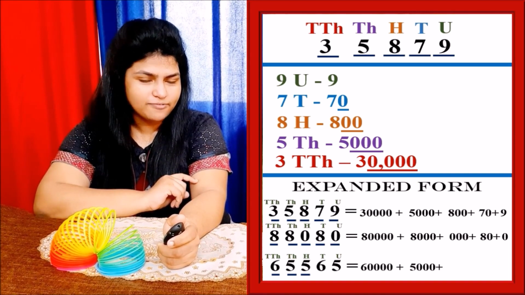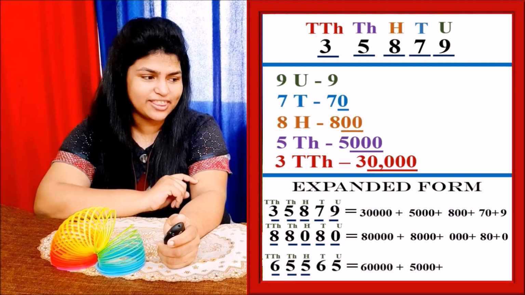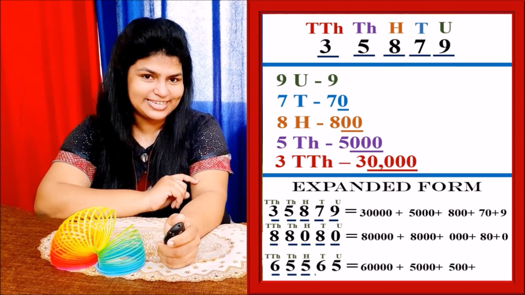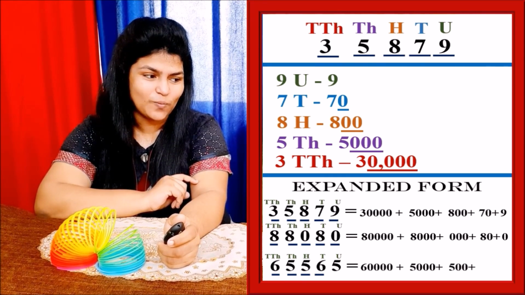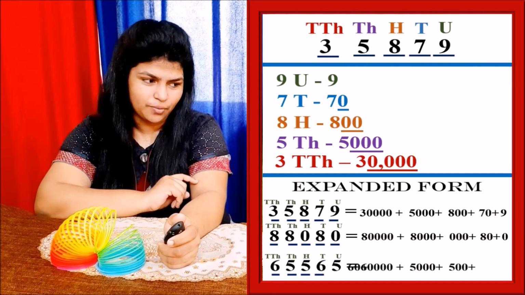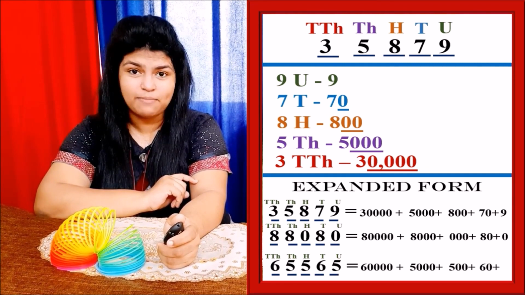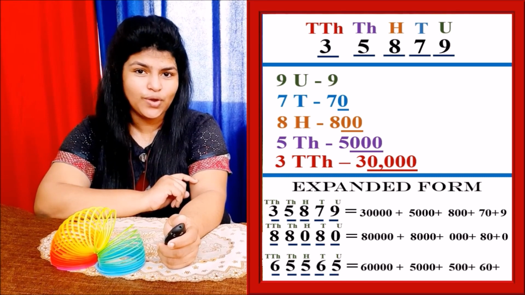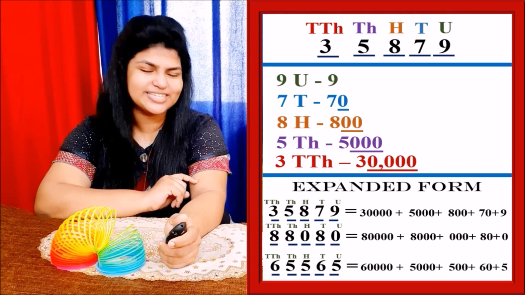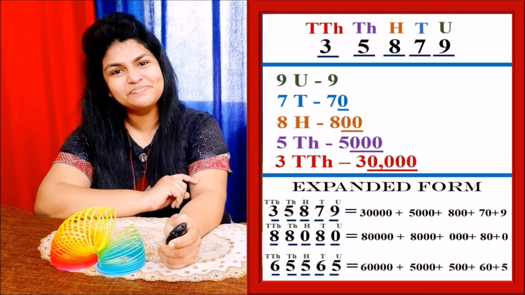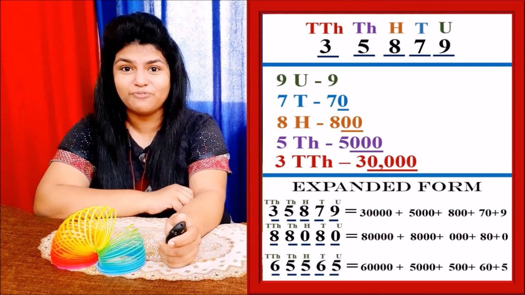Then after this 5, how many numbers are there? 2. And so 5 and 2 zeros. Then 6. 6 and how many numbers? 1 number. So 1 zero. Then 5. Is there any number after 5? No. And so 5 will be written just like that. Finish. That's an expanded form.